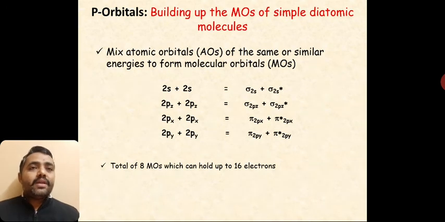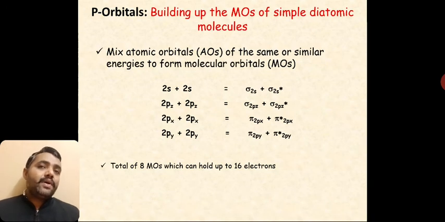Mix atomic orbitals of the same or similar energies to form molecular orbitals. We discussed before, it is the same. The 1s orbital overlaps with the 1s orbital to give sigma 1s plus sigma star 1s. If positive overlap, sigma 1s; if negative overlap, sigma star 1s. Take a 2s orbital overlapping with a 2s orbital: positive overlap forms sigma 2s, negative overlap forms sigma star 2s.